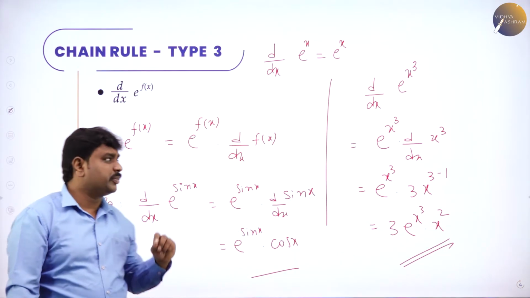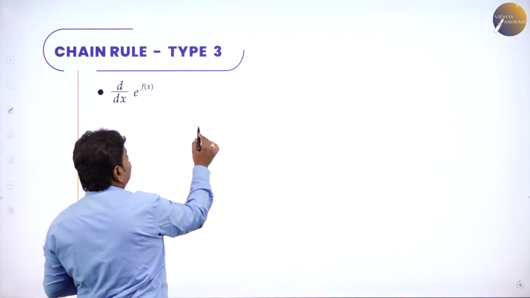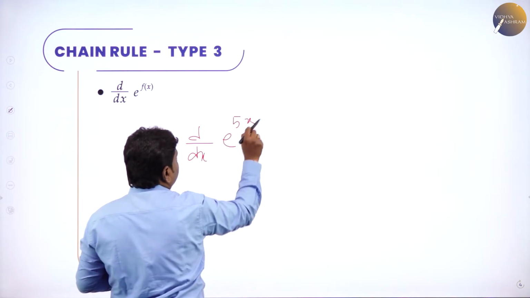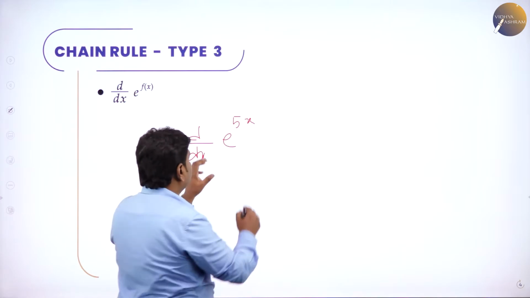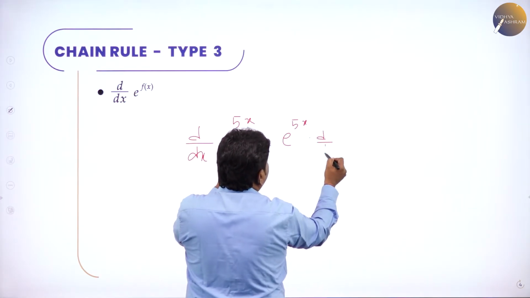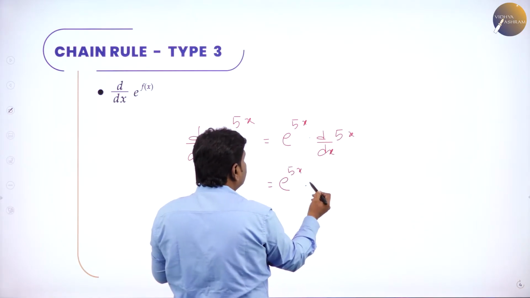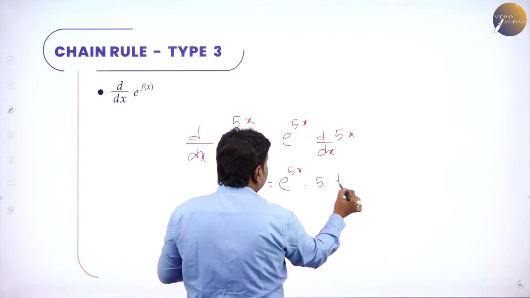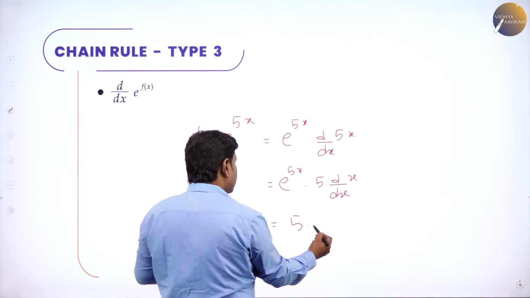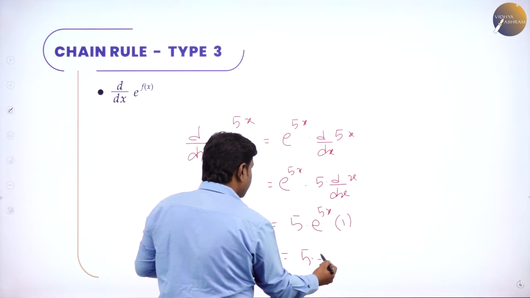Now I hope all of you understood e power f of x. Now we have standard functions like this. So d by dx of e power 5x, if I give. If it is e power x, we will write e power x. Here it is e power 5x, so it will be e power 5x into d by dx of 5x. 5 is a constant, take it out and apply d by dx for x, then it becomes 5. I'll write it outside, then e power 5x, and you know derivative of x is 1, so it is 5 times e power 5x.